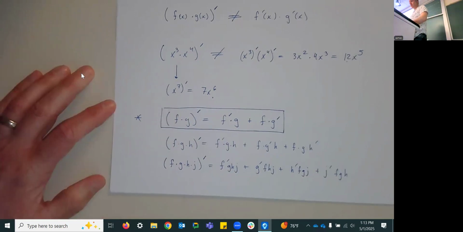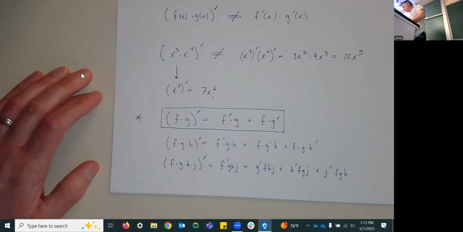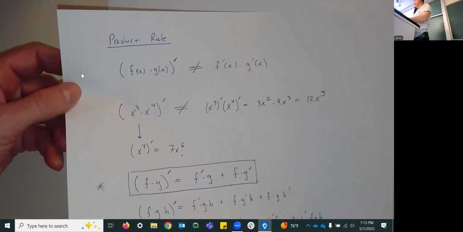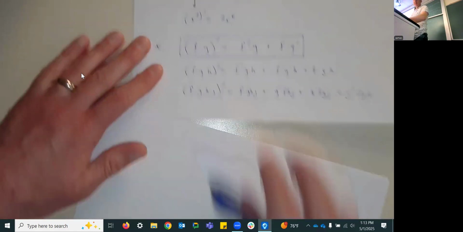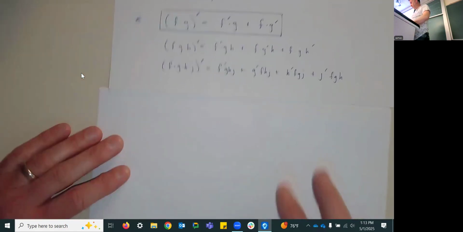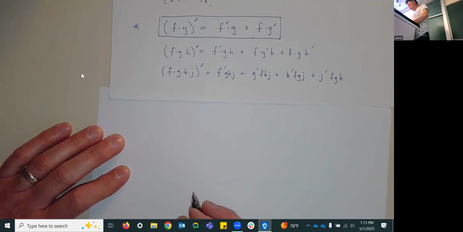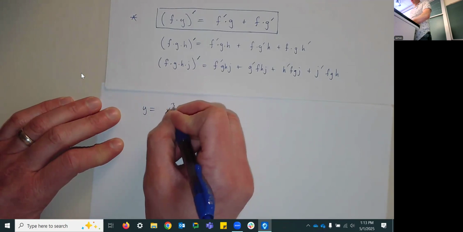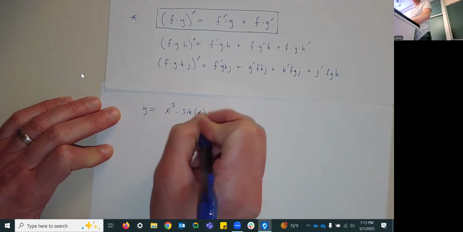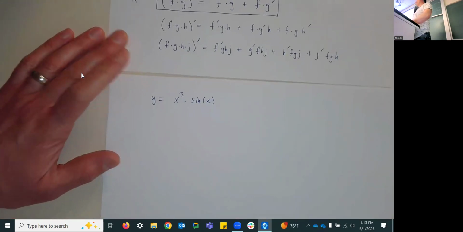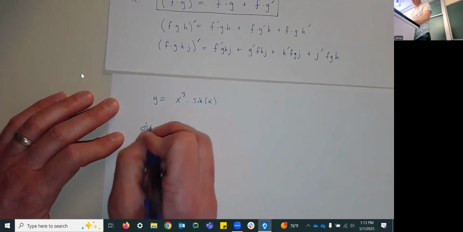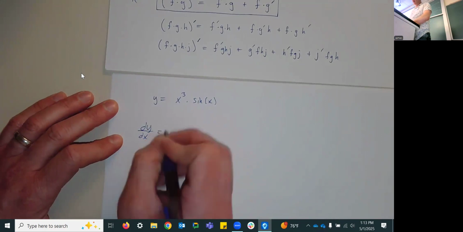So what we're going to do with this is now take the derivatives of some products that we couldn't do otherwise. For example, if my y function is equal to x cubed times sine of x, there's no way to take the derivative other than using the product rule. So my derivative, my dy dx, is going to equal.